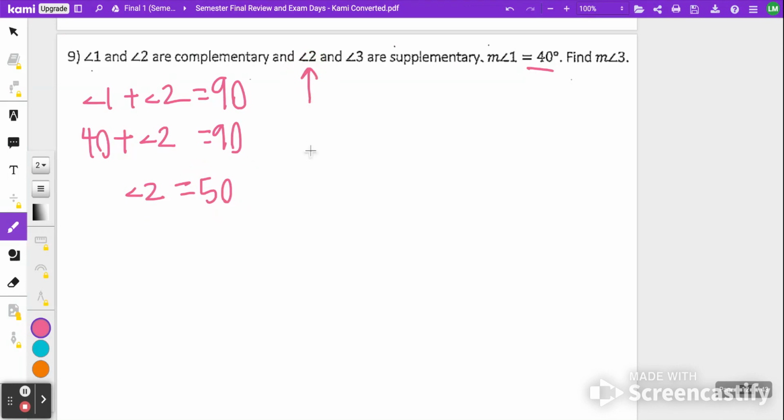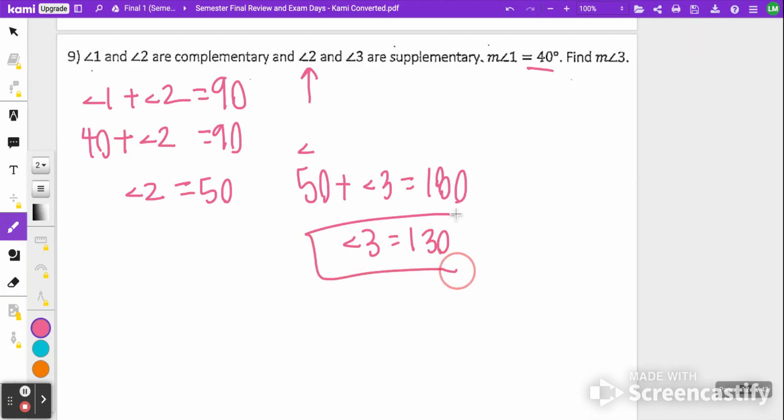And since angle 2 is 50 degrees, 50 plus angle 3 will be equal to 180. Angle 3 has to be equal to 130. Okay?